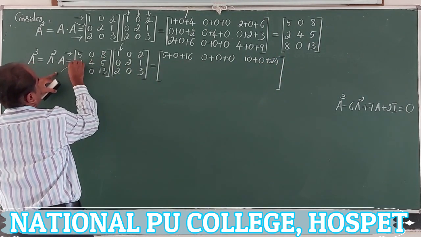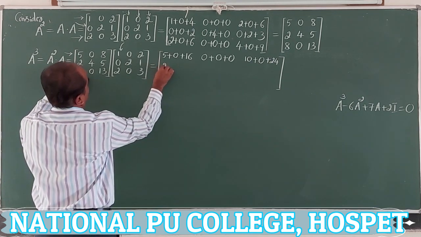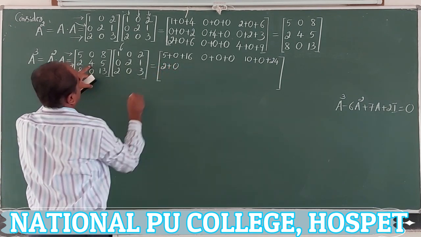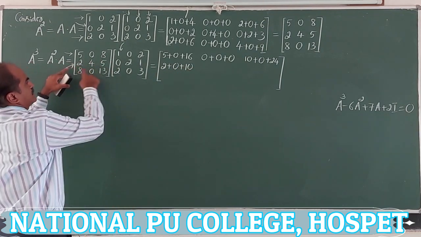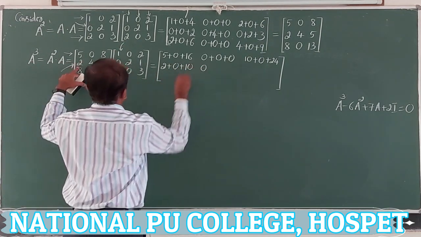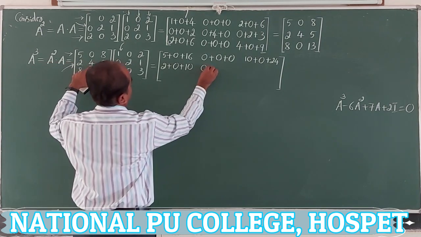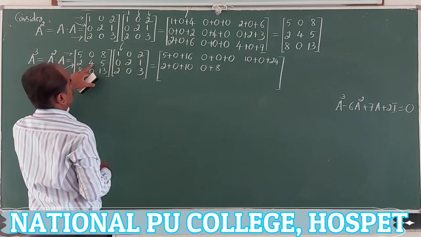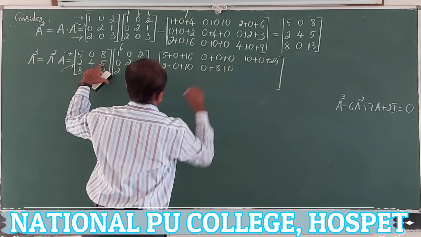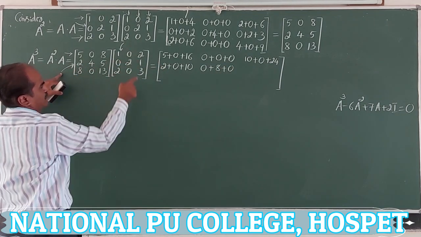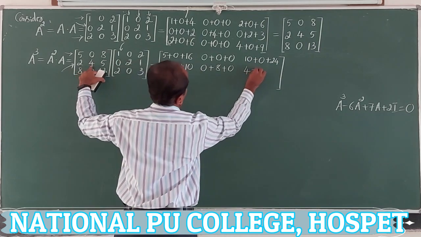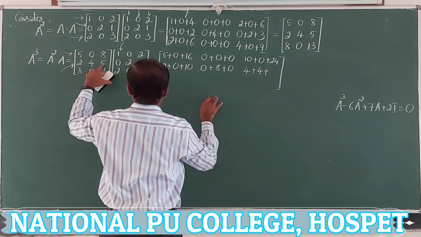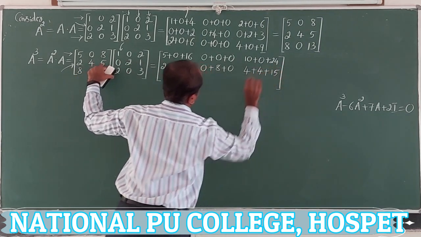Now, second row, first column, 2 into 1, plus 4 into 0, plus 5 into 2. Second row, second column, it is 2 into 0, plus 4 into 2, plus 5 into 0. Second row, third column, it is 4, plus 4 into 1, 4, 5 into 3, 15.